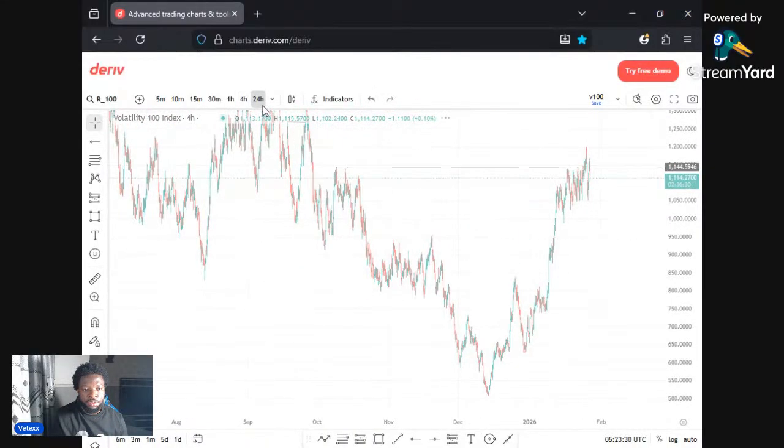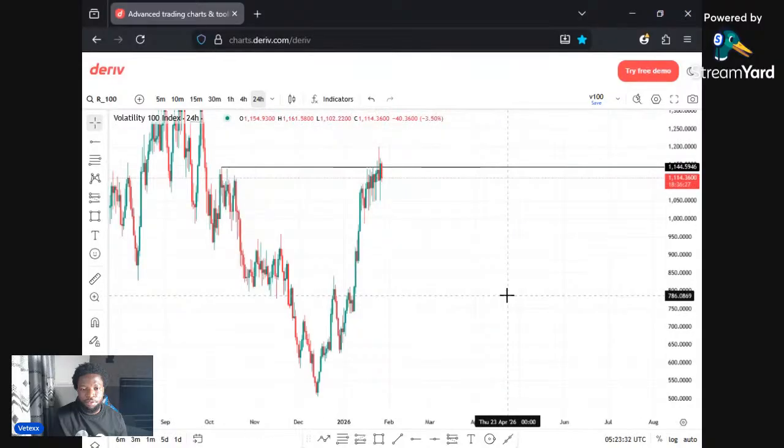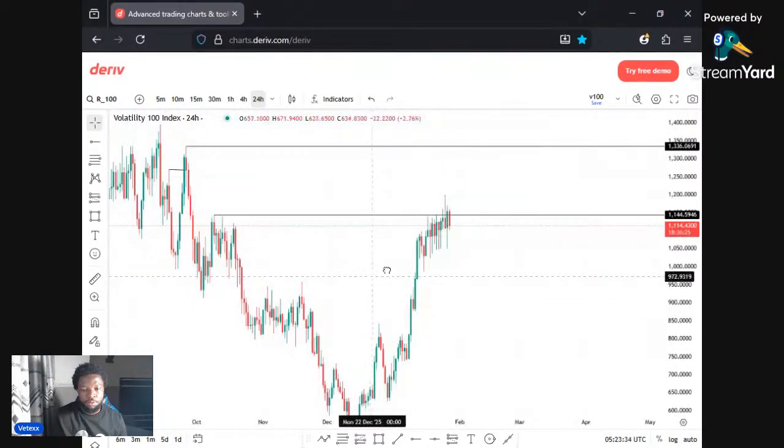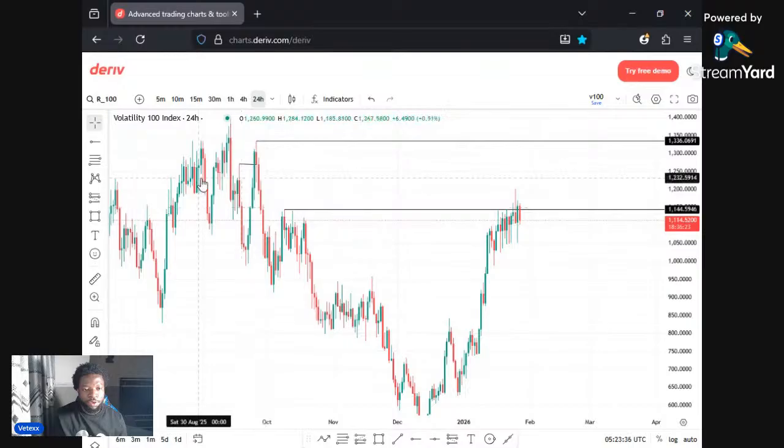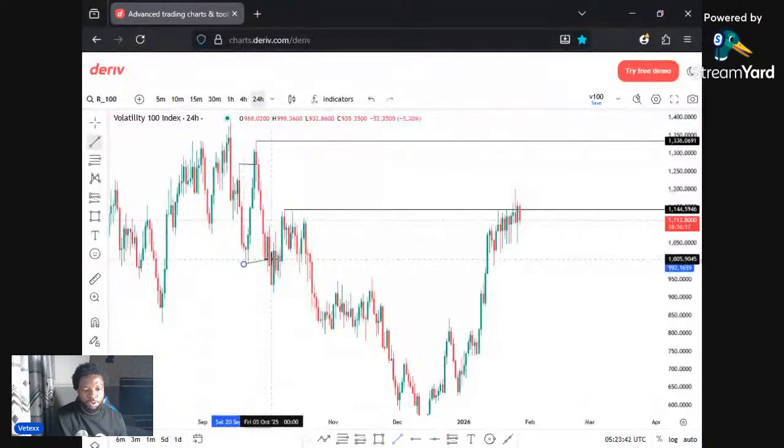V100 is bearish at the moment, starting from the weekly time frame down to the daily time frame. We have our sweep of liquidity, rule number 1, to give us a protected high. We have rule number 2 here, first break of structure.